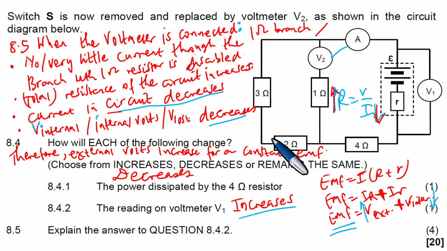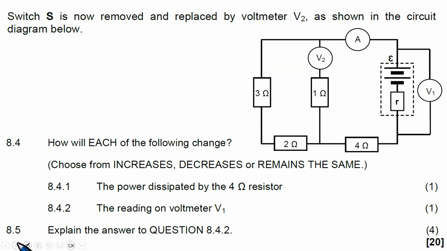Okay, good. Let's give the homework, please. Yes, so in the end, we have V lost, the lost volts of V internal. V internal, or the lost volts, decreases, and then for the external circuit, the external volts increase for constant EMF. If one decreases, the other must increase because EMF must be constant. The EMF does not change.